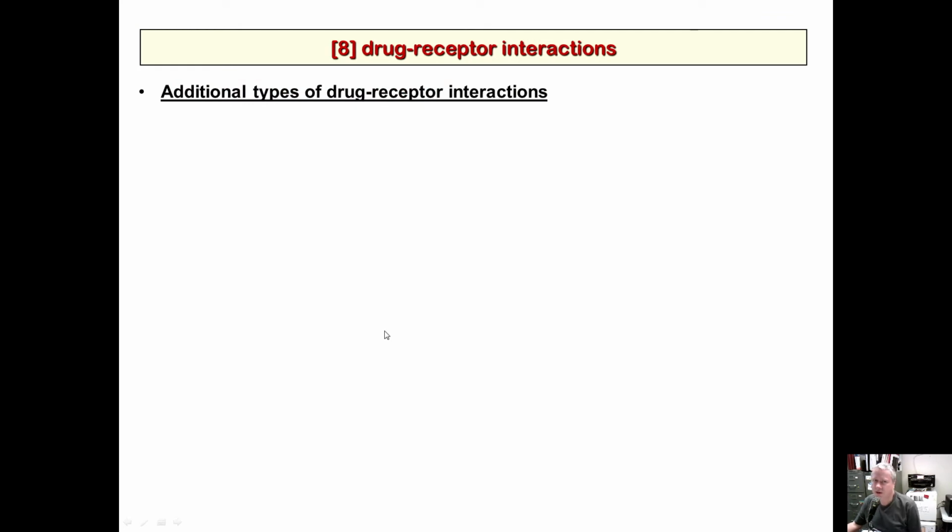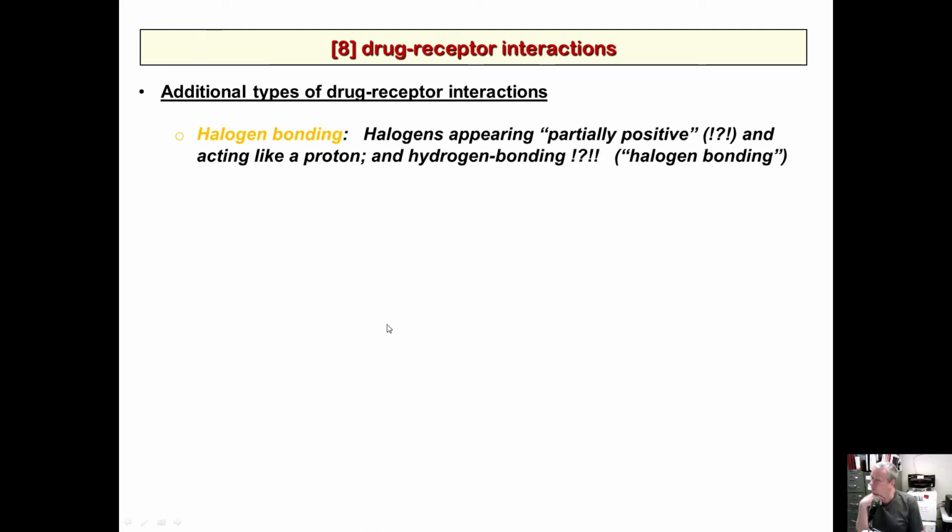Okay, another type of drug-receptor interaction. This one's a kind of weird one, and I actually only learned about this maybe about 5 years ago. It wasn't something I learned about in grad school, and it's very interesting, and it's unique. It's called halogen bonding. What does that sound like? Maybe kind of like hydrogen bonding, right?